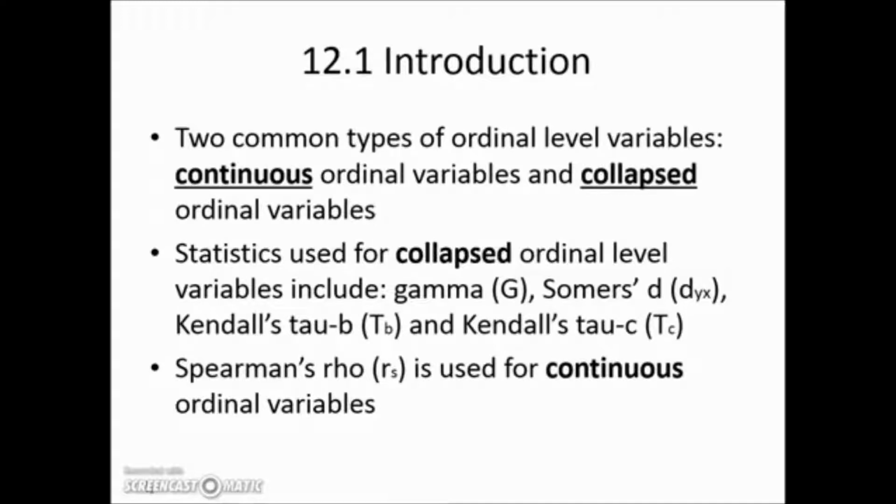A number of measures of association have been developed for use with collapsed ordinal level variables. The most commonly used statistics in this group include gamma, Somers' d, Kendall's tau-b, and Kendall's tau-c. For continuous ordinal variables, a statistic called Spearman's rho is typically used.